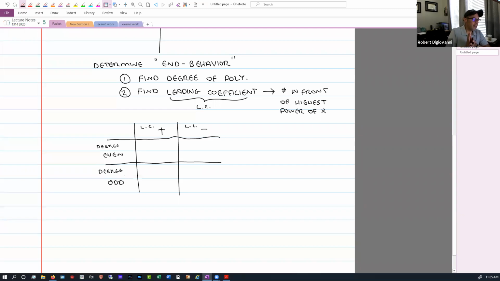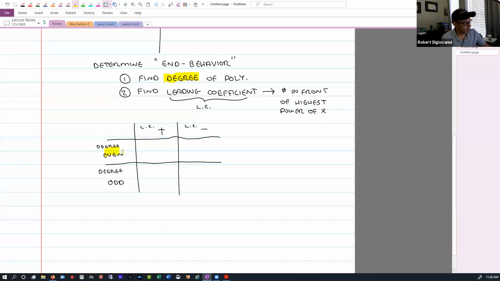When you find the degree, we said that number is either going to be 1, 2, 3, 4, 5, 6, 7, 8, whatever it is. What you're going to be looking at is whether that degree is even or odd, okay? And then you're going to look at the leading coefficient and ask yourself, is it positive or negative? So let's say we have a polynomial given to us that has an even degree, okay?